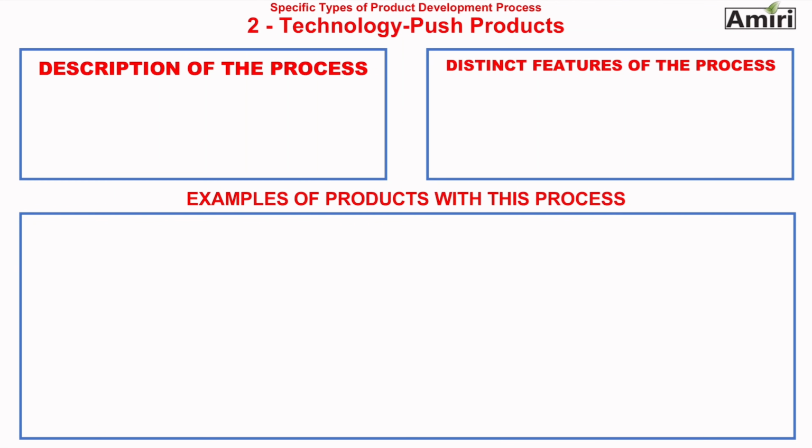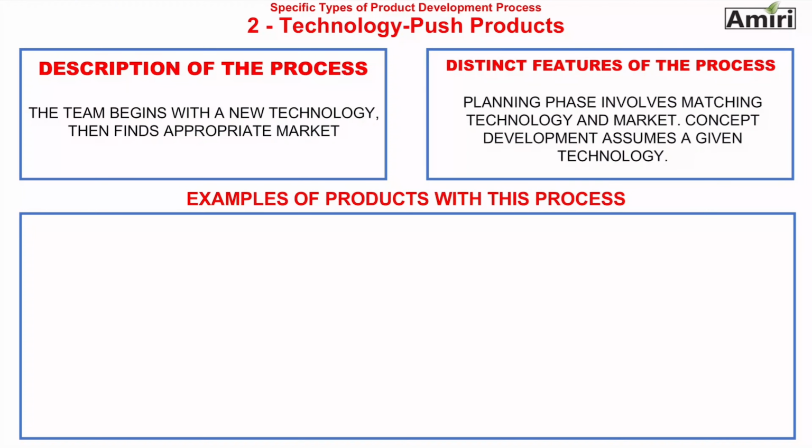The second class of products that affects the process is technology push products. This is an opposite approach to the first one. Here, the team starts with a new technology. So the technology already exists, and the team looks for a market for it, a demand for it. In the first case, there was a demand, and the team looked to find a proper technology for it.